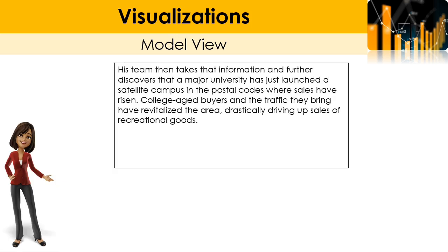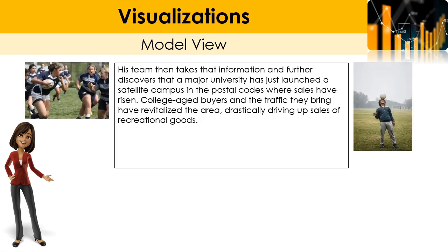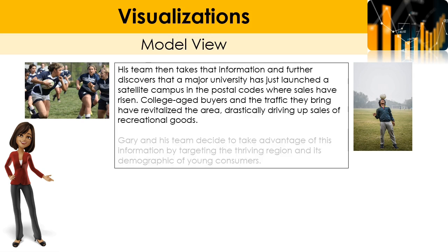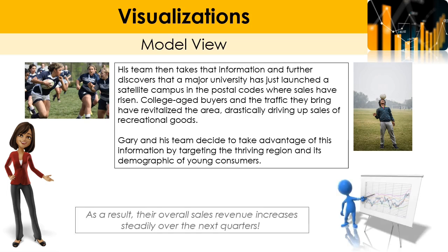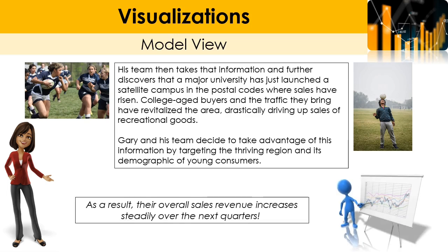His team then takes that information and further discovers that a major university has just launched a satellite campus in the postal codes where sales have risen. College-aged buyers and the traffic they bring have revitalized the area, drastically driving up sales of recreational goods. Gary and his team decide to take advantage of this information by targeting the thriving region and its demographic of young consumers. As a result, their overall sales revenue increases steadily over the next quarters.